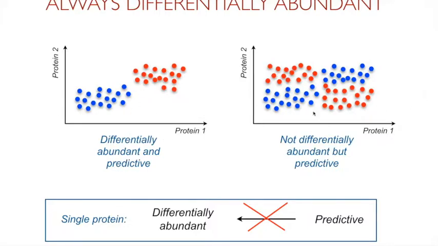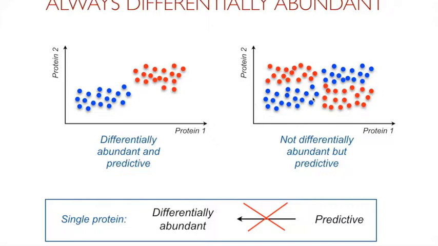Here, on the other hand, the blue dots span the full range of protein 1 and also the full range of protein 2. The red dots also span the full range of protein 1 and of protein 2. So hypothesis testing on individual protein, comparing the averages, will not give us any interesting result. However, as a panel of these two proteins, they're perfectly predictive. So this is the distinction, right?